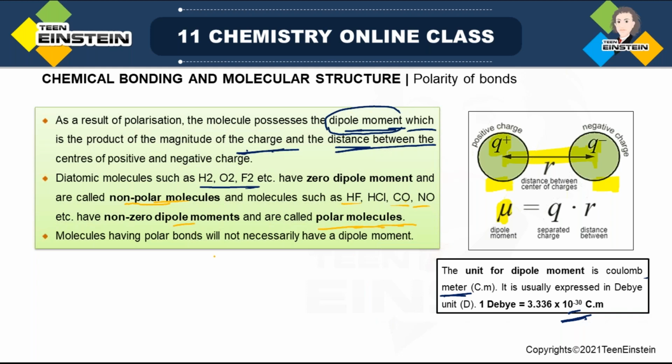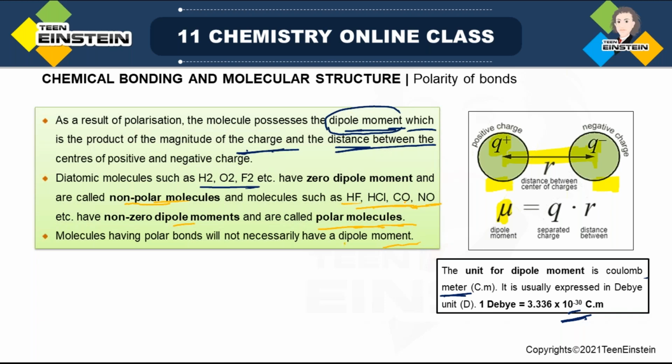Now, molecules having polar bonds will not necessarily have a dipole moment. What is the meaning of this statement? Remember, the examples of diatomic molecules that you are seeing here are very simple. Only two atoms are there: HF, HCl, CO, NO. So only two atoms, so there is no question. I'm trying to say there is only a single bond present: the bond between H and F, the bond between H and Cl.